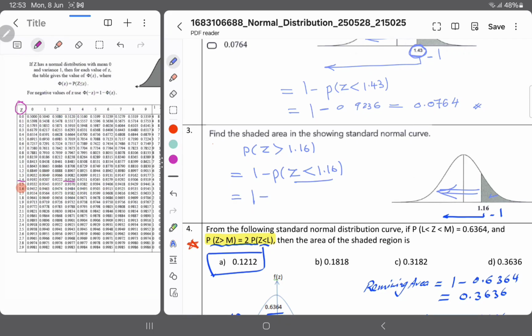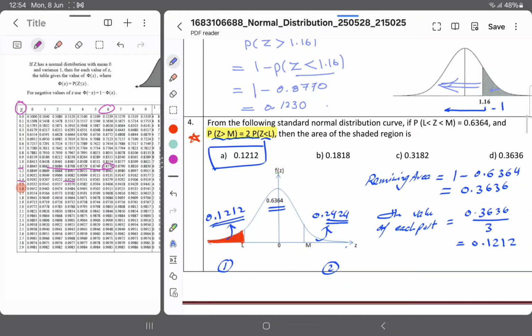Then we go along the row. 1.16, sorry, 1.16, that is 1.1. So we go along the row till 6, 0.8770. So that is 6, it will be 0.8770. We insert that in the calculator to get the answer, 0.123. So we need to complete it to 4 decimal places every time.